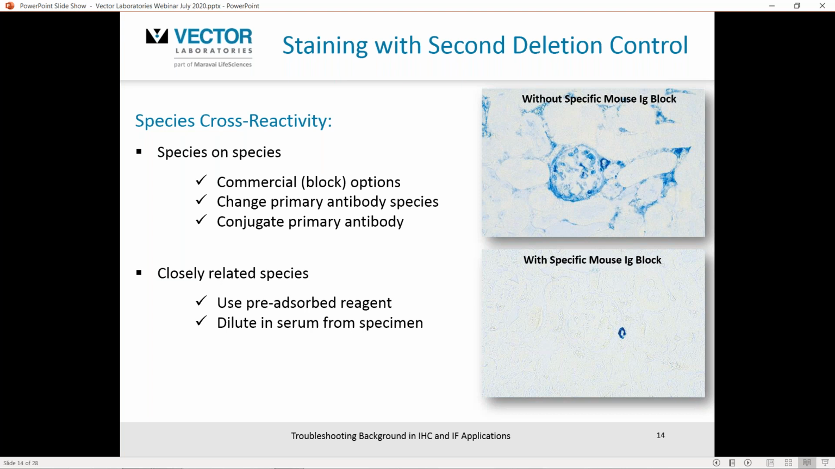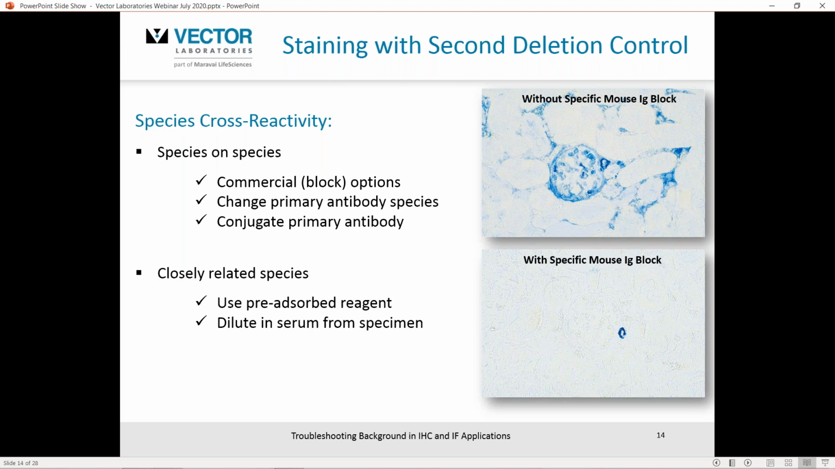Certainly for immunohistochemistry, directly with an enzyme or biotinylate it, followed through with a streptavidin conjugate. And for immunofluorescence, you could conjugate it with a fluorophore. So this second deletion control is certainly appropriate and pertinent to the immunofluorescent application as well in workflow. So these take-homes are good also for that application.